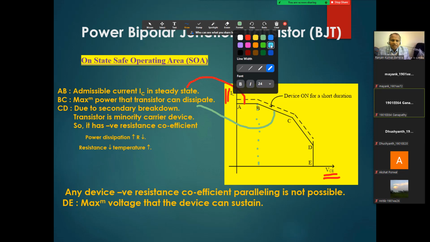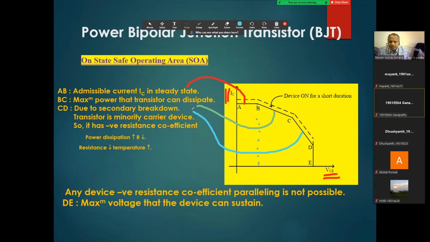And this one, CD, is due to the secondary breakdown. I told you, it is a negative resistance device, and because of that there must be a thermal limit, because as soon as the junction temperature increases, the I square R drop will be very high and the junction temperature will increase abruptly. That is why this limit is absent in voltage controlled devices, because the BJT is a current controlled device. So this secondary breakdown occurs.